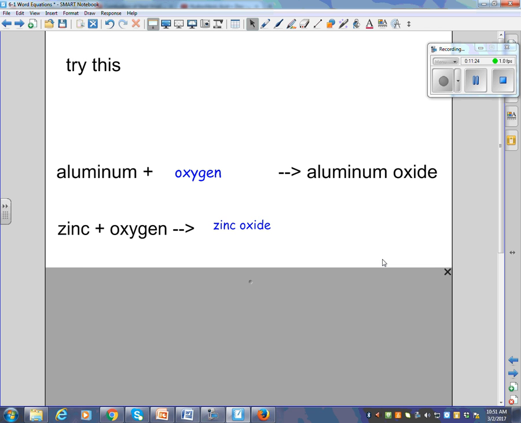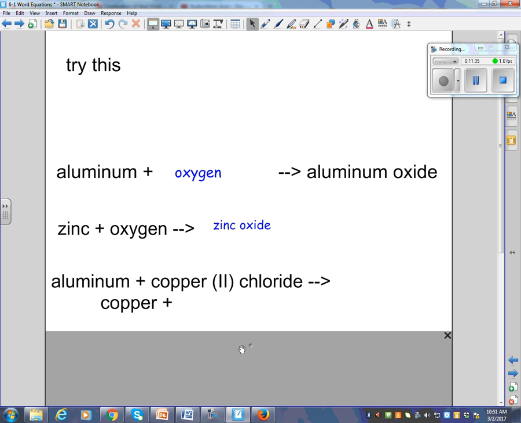Zinc oxide. Aluminum plus copper 2 chloride gives you, now this copper should be over on the other side. Oopsie. Well, I gave you the answer, didn't I? Aluminum plus copper 2 chloride gives you copper plus aluminum chloride. That's another one of those Brad Pitt, Jennifer Aniston deals, isn't it? Because chlorine would rather be hooked up with aluminum than copper.